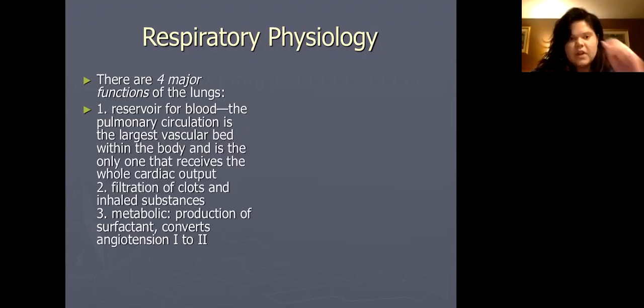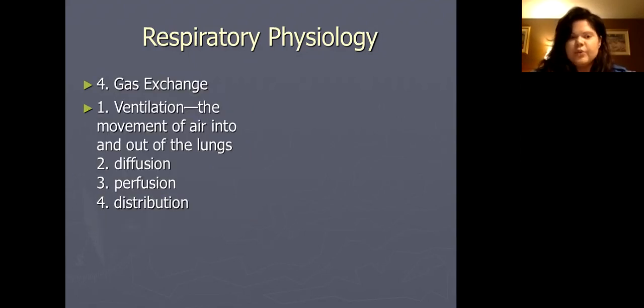There are 4 major functions of the lung. The first one, it's a reservoir for blood. The pulmonary circulation is the largest vascular bed in the body and is the only one that receives the whole cardiac output. The second function, the filtration of clots and inhaled substances, because if not, those would just go straight into the vasculature. The third function is the metabolic function, which is the production of surfactant and converting angiotensin 1 to 2. And then fourth, gas exchange.